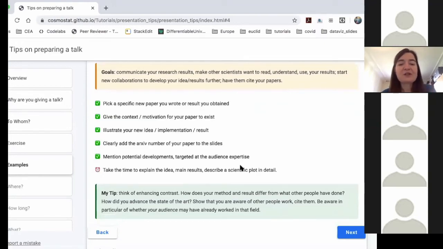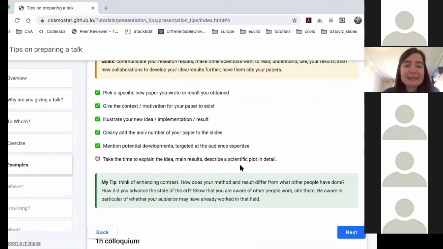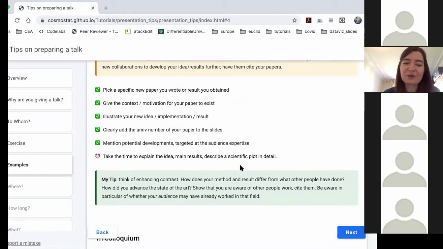Also, you can mention maybe developments targeted to the expertise of the audience who is there. So in this case, you will take the time to explain the idea, your main result, your new result. Maybe you will describe a plot in detail. And my tip in this situation is try to enhance contrast. We'll come back to this concept later also in the talk because I think it's important.